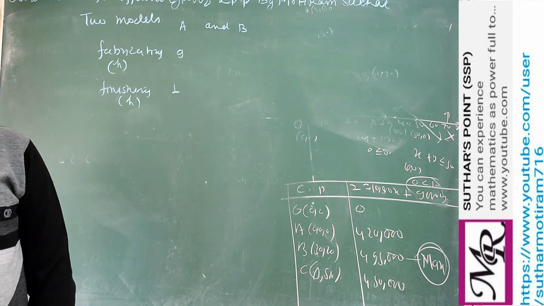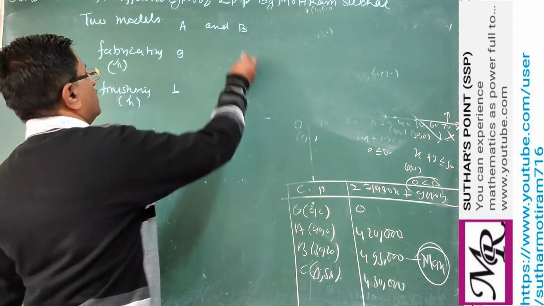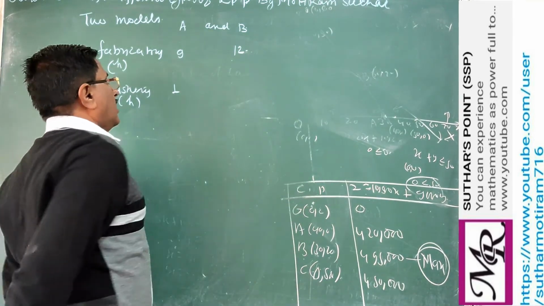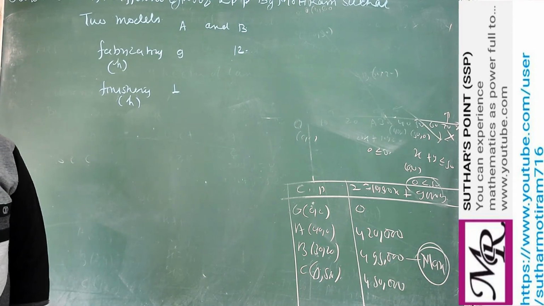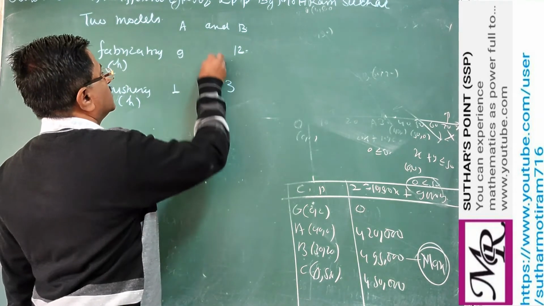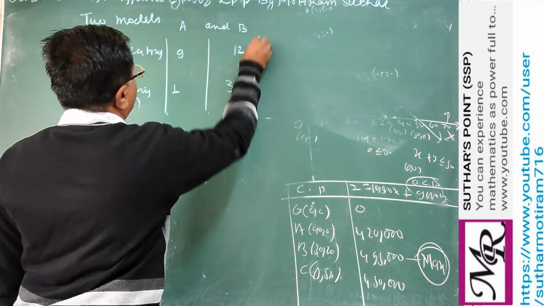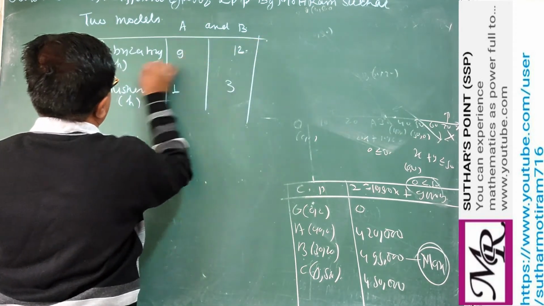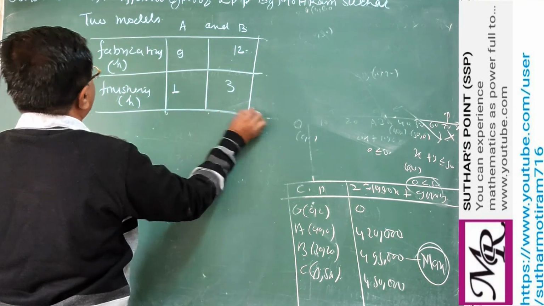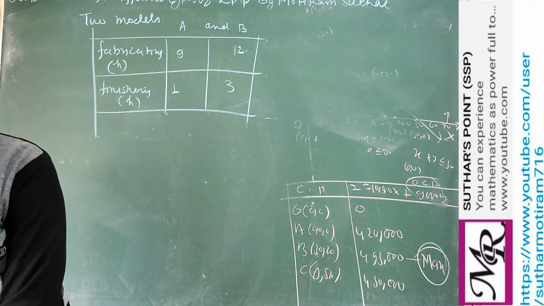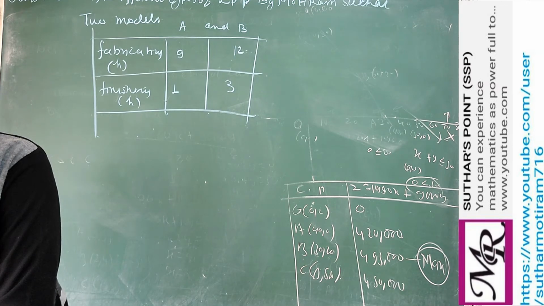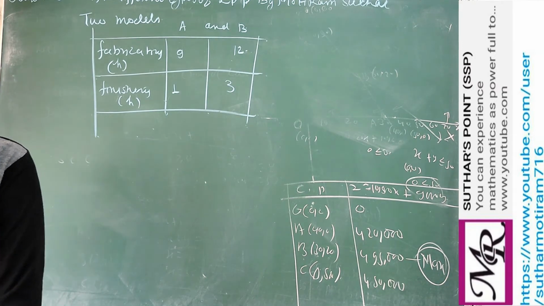Each piece of model B requires 12 labor hours for fabricating and 3 labor hours for finishing. So this is the information given. We write it in tabular form so you can easily understand. Clear? Now for fabricating and finishing, the maximum labor hours are given.